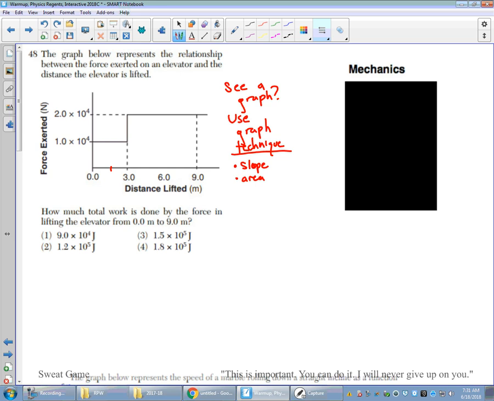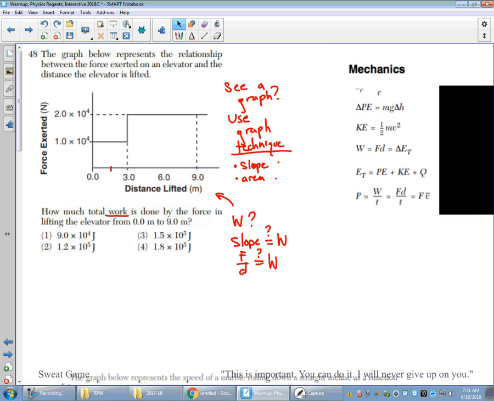This question says how much total work is done. Well, first thing I say is, all right, I want work. Good. Do I see work? No. So I need to dig deeper. Let's look at these other graph techniques, slope and area. And I'll ask myself, does the slope of this graph give me work? Well, the slope is rise over run, which is the force over the distance, really delta force over delta distance. But does that equal work? Oh, PRT.